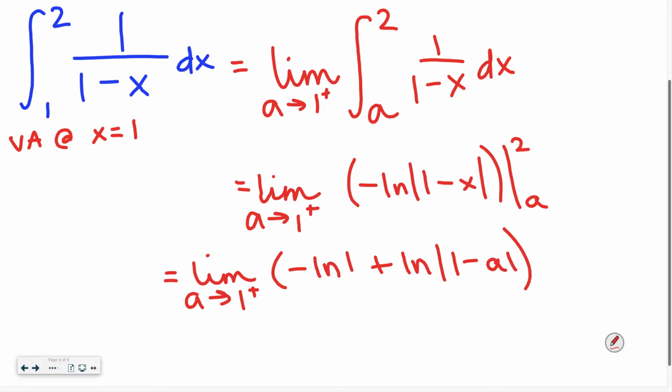Okay, so what's happening is we have a shift to the right one. We have a vertical asymptote at x equals 1. We have a shift to the right one. And then that negative means we reflect across what? The x-axis.